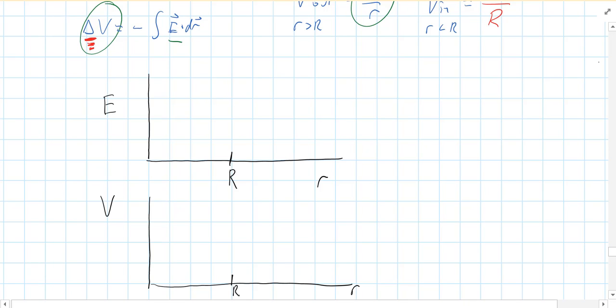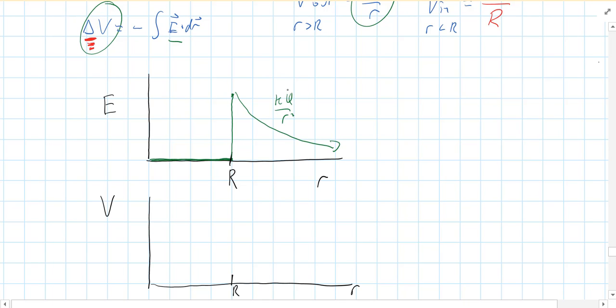The electric field is 0 in the ball. Then it climbs very quickly as you drill through the very thin surface of the ball. And then it's an inverse square out here. So this would be KQ over little r squared.